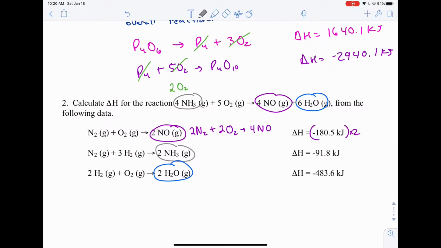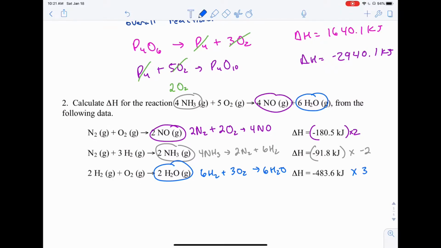Okay. NH3. What do we have to do to NH3 to make it match the overall equation? Multiply by -2. Flip it and double it. So this becomes 4NH3 yields 2N2 plus 6H2. And you multiply this by -2. Okay. And the last equation, what do we have to do to the last equation? Times 3. So this is 6H2 plus 3O2 yields 6H2O.